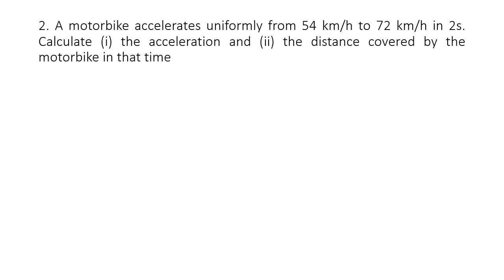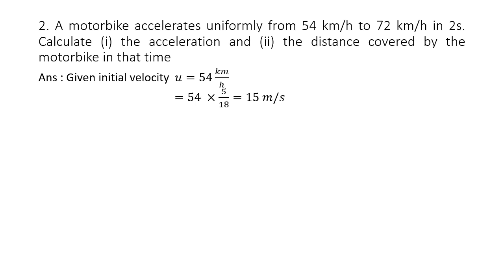Now here the speed is given in kilometer per hour. So what is the first thing we do? Convert the speed into meter per second. And do you remember how you convert kilometer per hour into meter per second? We have to multiply by 5 upon 18. So initial velocity is 54 km per hour. So 54 into 5 by 18, 18 3s are 54, so 3 5s are 15. So initial velocity is 15 meter per second.